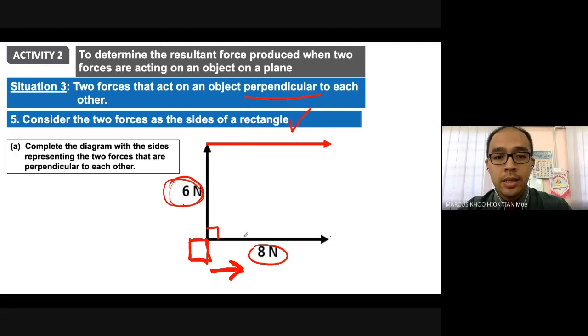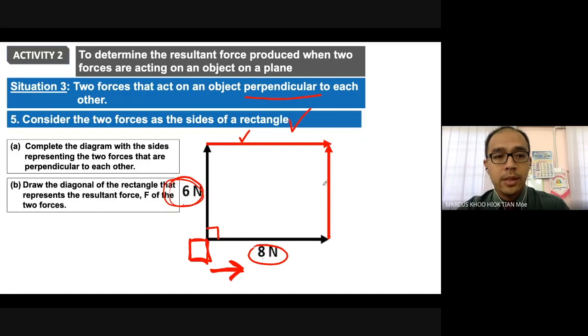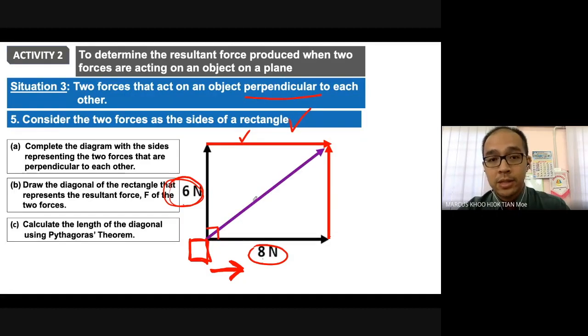So this 8 newtons is the same as this red color up here. I'm going to change pen. Sorry. And the black 6 newtons is going to be this one. Then after that, we draw a diagonal that represents the resultant force of this one. So this is actually the resultant force.